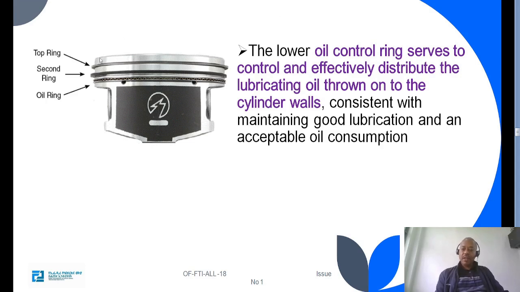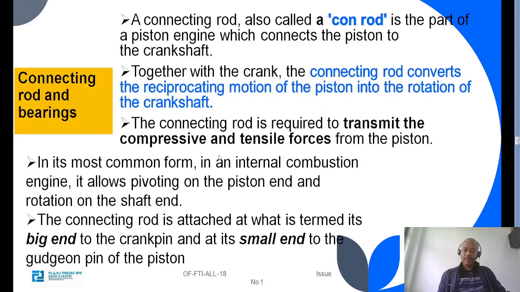Next is the piston and the piston ring. This is a piston with three rings: the top ring, the second ring, and the oil ring. Connecting rod and bearing.